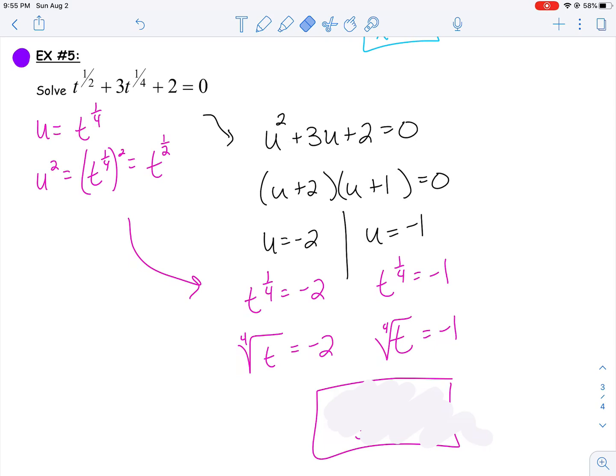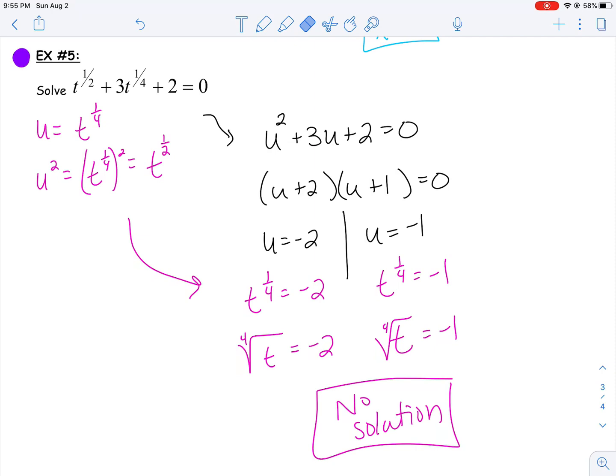Remember, we can't have an even root ever equal a negative number. Remember, the square root of x can't equal a negative number. Well, that also means then the 4th root of t can't ever equal a negative number, right? So that means on this one, we have no solution.